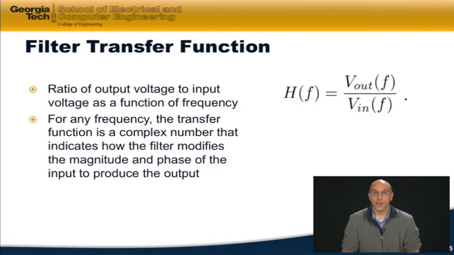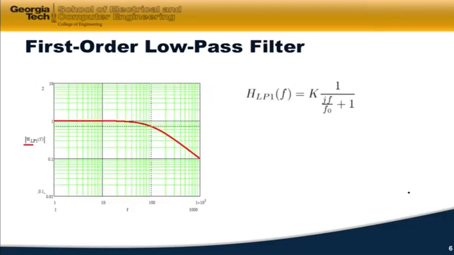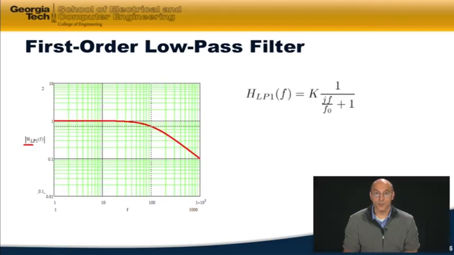Now remember, a filter transfer function is just the ratio of the output voltage to the input voltage for a circuit. So once the frequency is chosen, this transfer function is simply a complex number with a magnitude and a phase, or a real part and an imaginary part, that tells us how the input voltage is modified to produce the output voltage. Let's do a quick review of the behavior of a first-order low-pass filter transfer function.